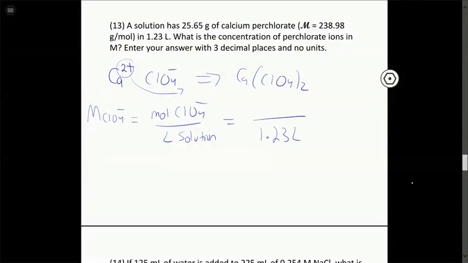But then we need to find the moles of perchlorate, and this is going to be an almost identical calculation to the one we did earlier in this review, where we wanted to calculate the moles of ions. So the moles of perchlorate, we're starting with 25.65 grams of calcium perchlorate. I gave you a little bit of a hint for its formula because I gave you the molar mass, which is 238.98. So if we divide that number by the molar mass, we get the number of moles of calcium perchlorate.